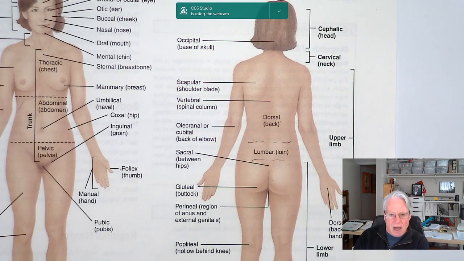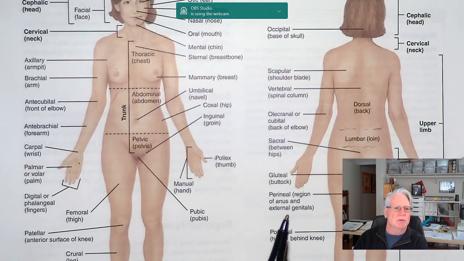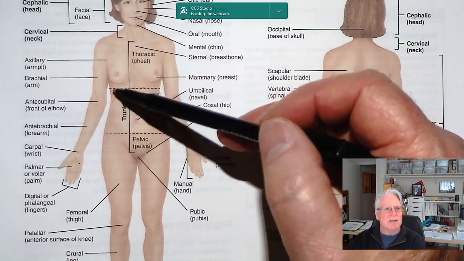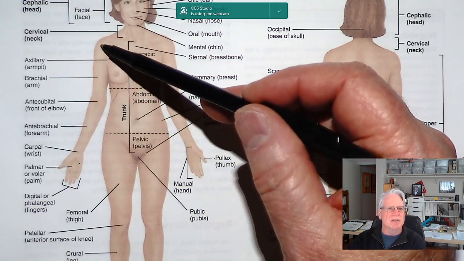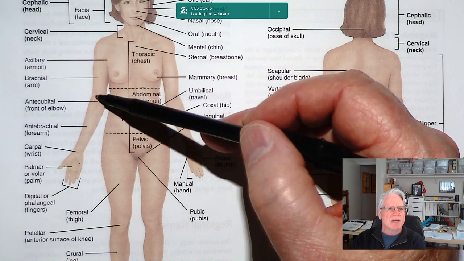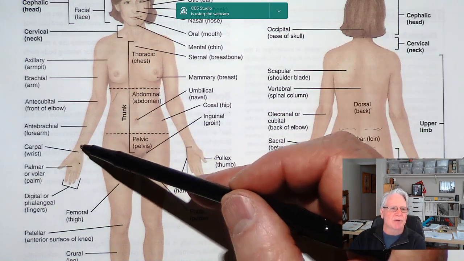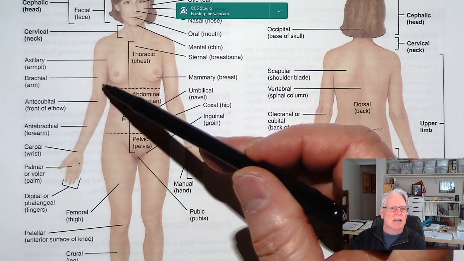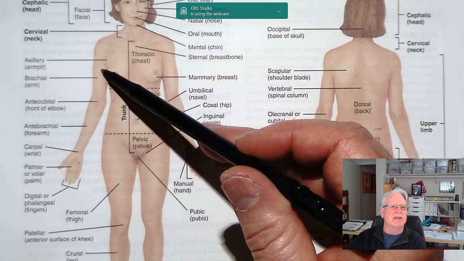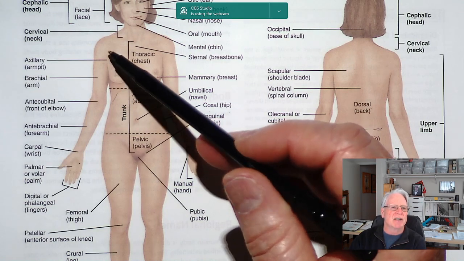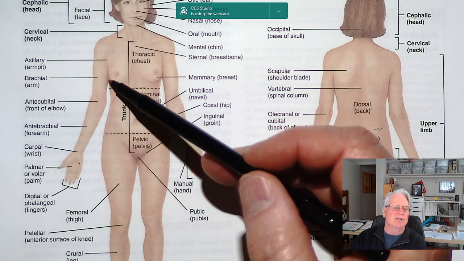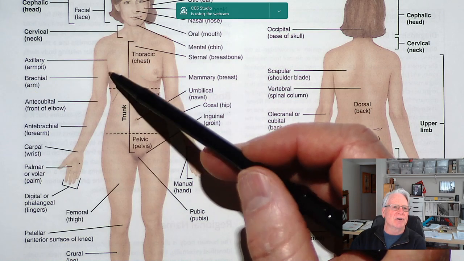Okay. What else? So let's talk about the upper limb, which is, of course, what you call the arm. The arm is divided into the upper arm and the lower arm. The upper arm is the brachial region, so this is all the brachial region. And the lower arm is the antebrachial, the opposite of the brachial. So that's the antebrachial. Where the arm joins the trunk, underneath that joint is an area called the axillary or armpit.